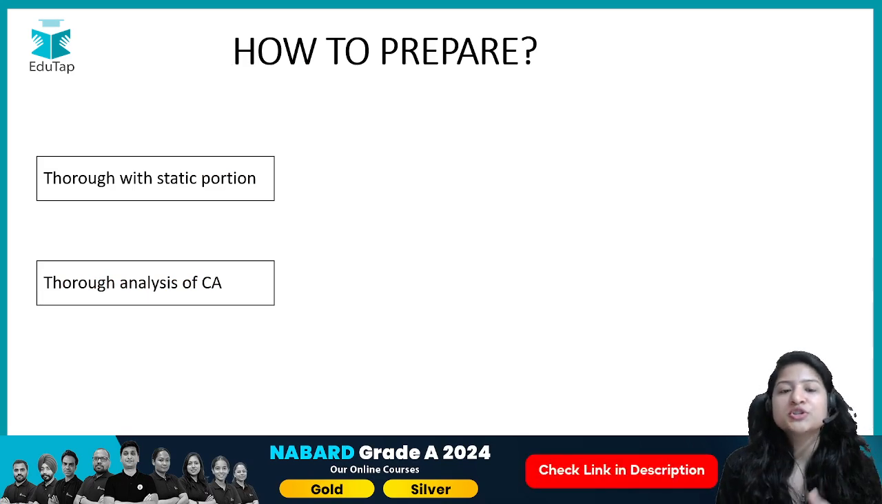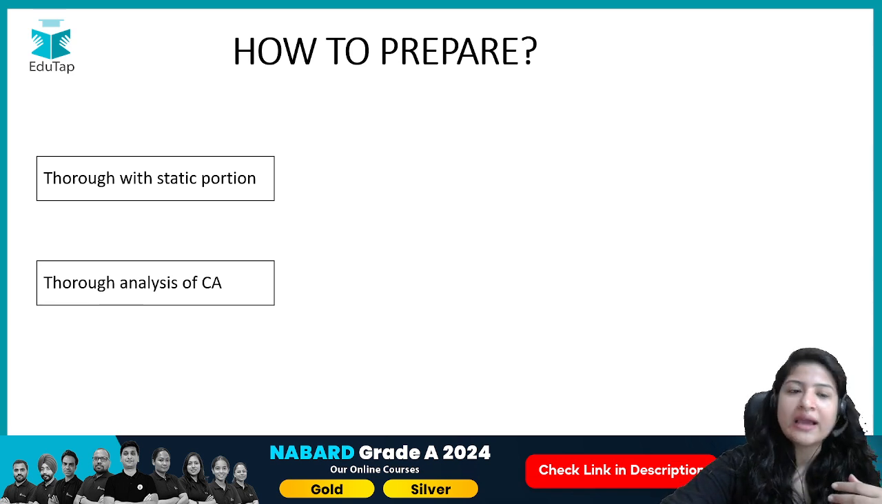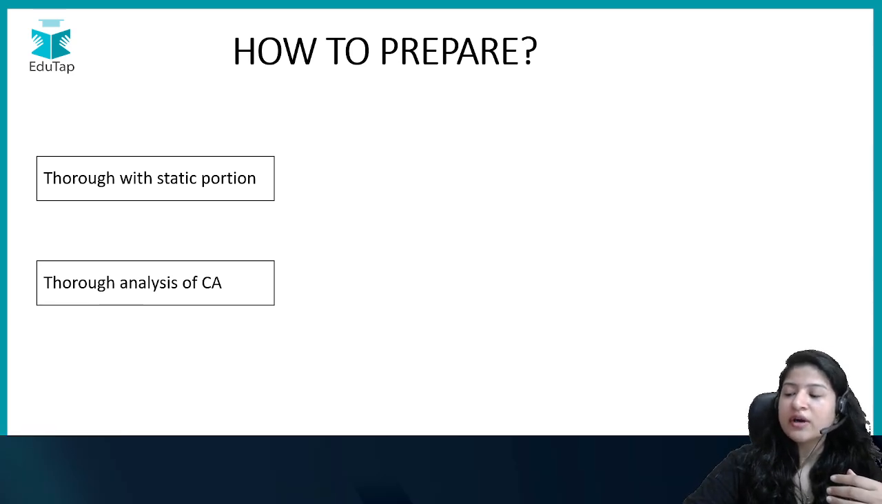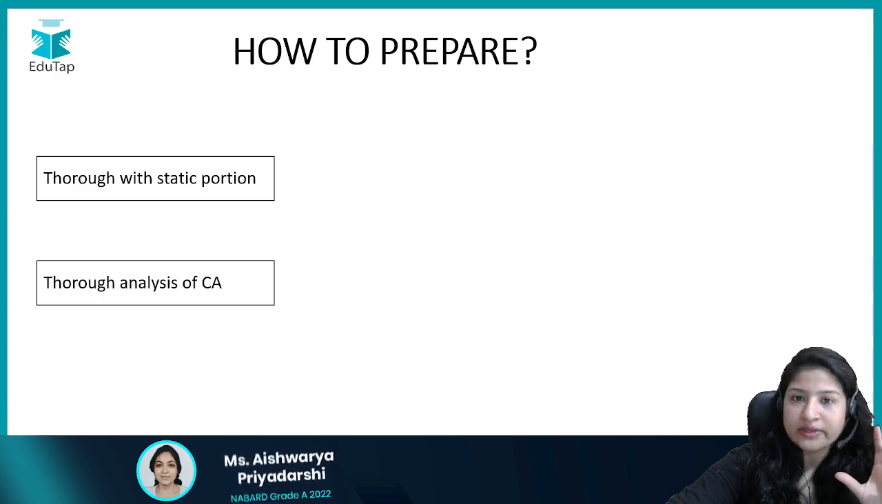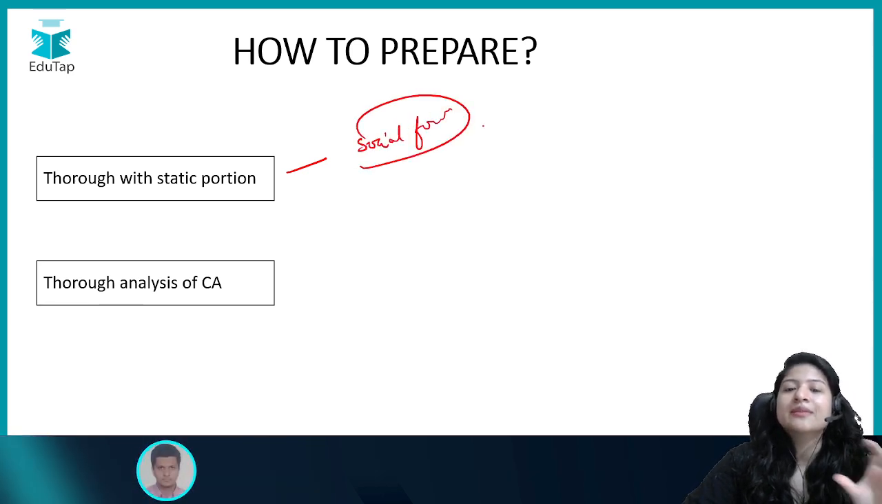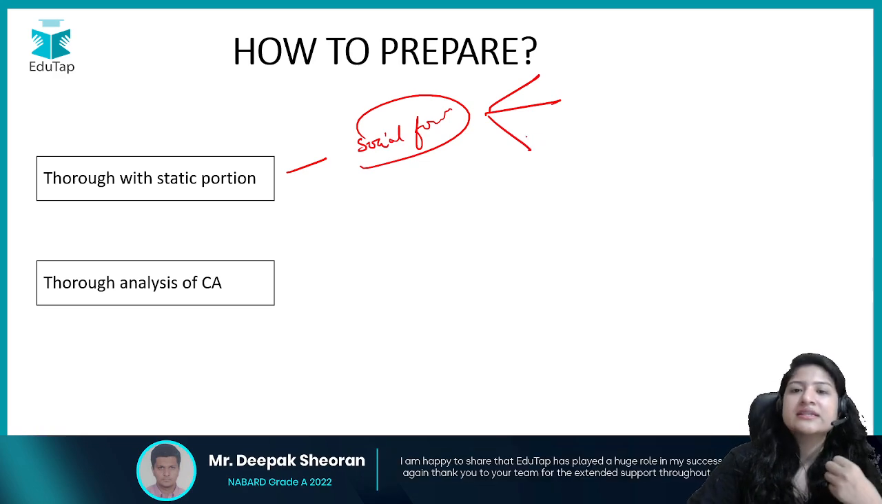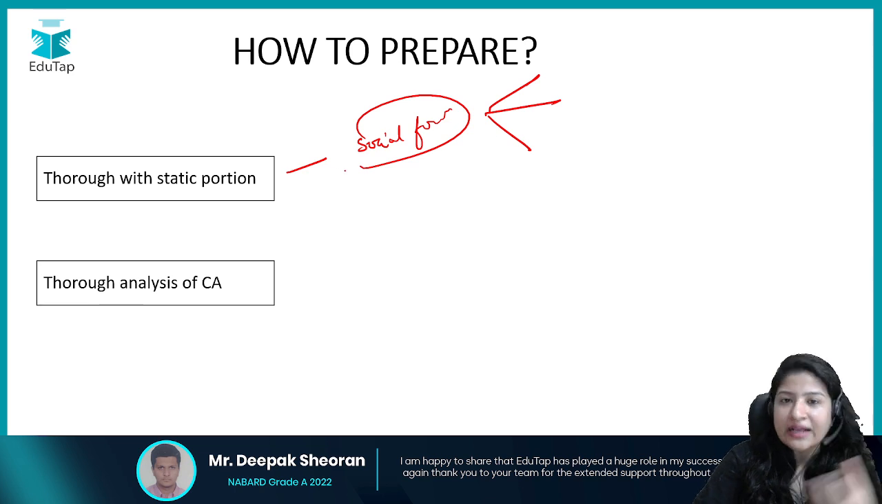Coming to the question, how to prepare. Again, I've already discussed that, but let me just highlight it again. First of all, whenever you are covering the static portion, be thorough with it. For example, if you have read social forestry, which is part of the syllabus, then be thorough with its advantages, disadvantages, features, everything about it.